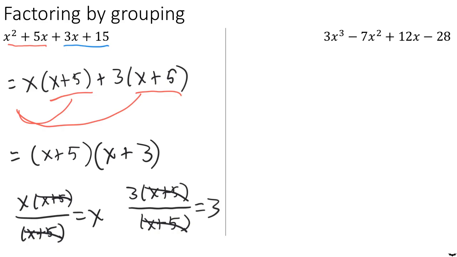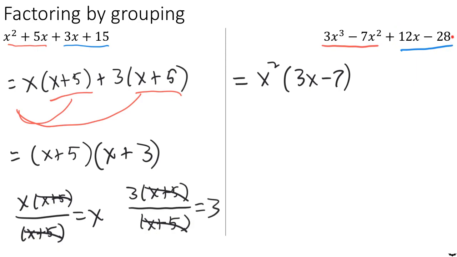Now let's do the same thing for the second example. Once again, we have 4 terms here, but we're going to look at the left-hand terms and the right-hand terms separately and factor them individually. For the left-hand part, we have a 3x to the third minus 7x squared. The only thing that we have in common there that we can factor out is x squared. And if we do that, we will be left with 3x minus 7.